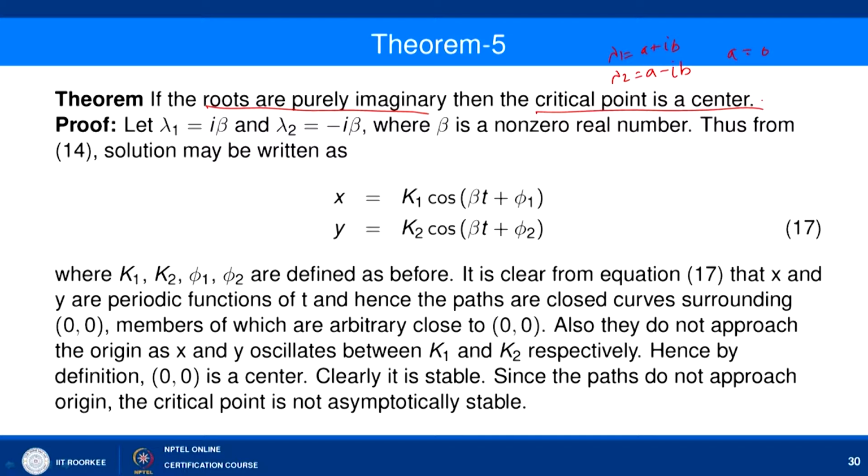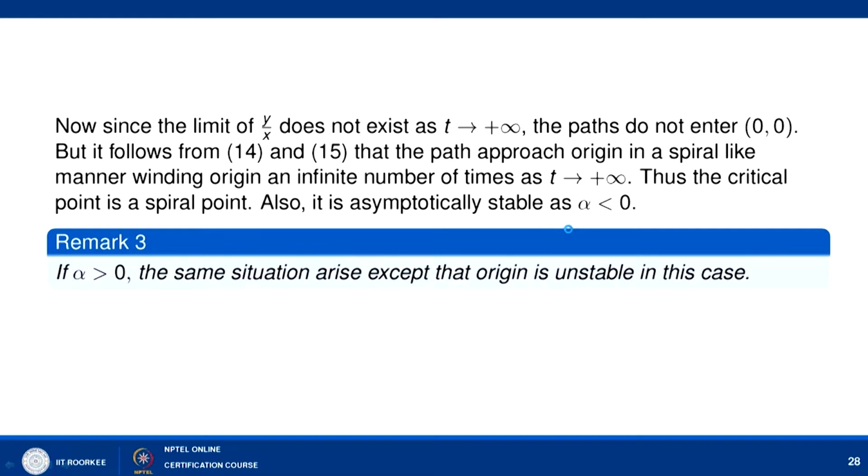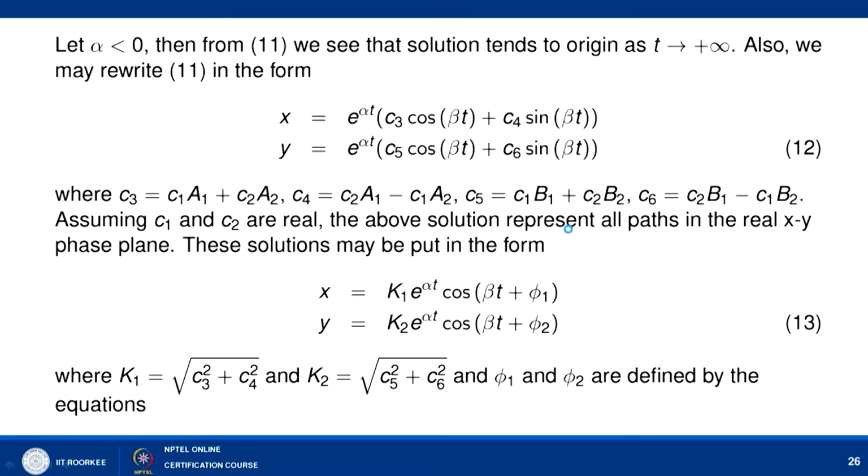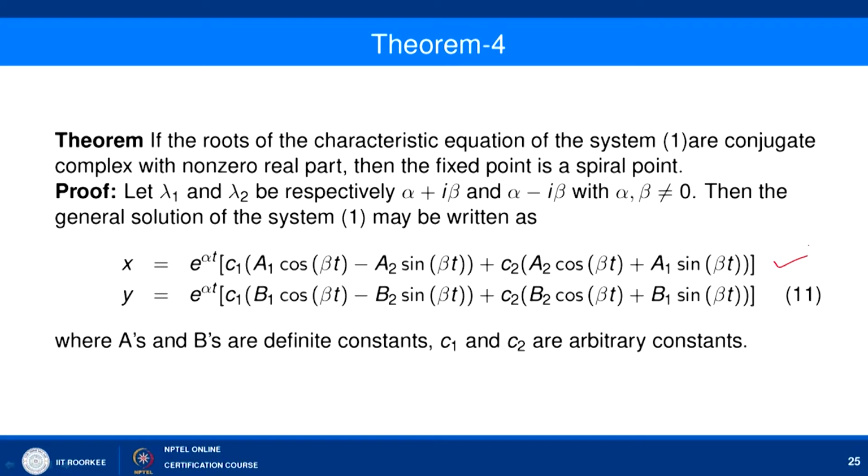So, here if real part of lambda 1 and lambda 2 is 0, then we can say that your eigenvalues are lambda 1 equal to i beta and lambda 2 equal to minus i beta, where beta is a non-zero real number. And we may say that our solution may look like this: x equal to k1 cos of (beta t plus phi 1), y equal to k2 cos of (beta t plus phi 2). And for that we have utilized our equation number 14, which we have already discussed. Let me go to the equation number 14 here. First, our solution will be looking like this as given in 11.